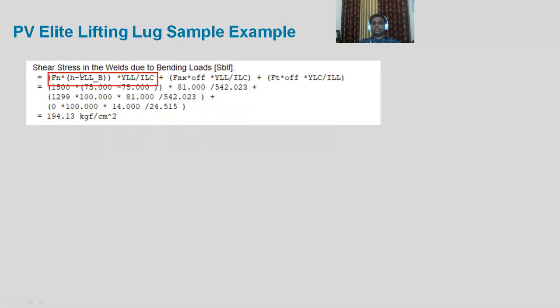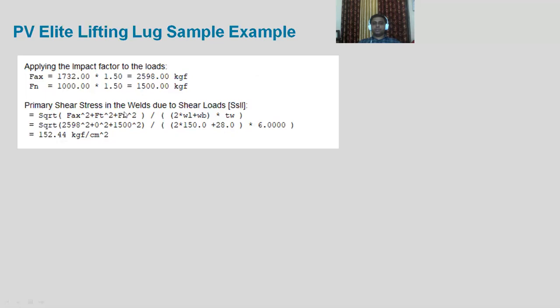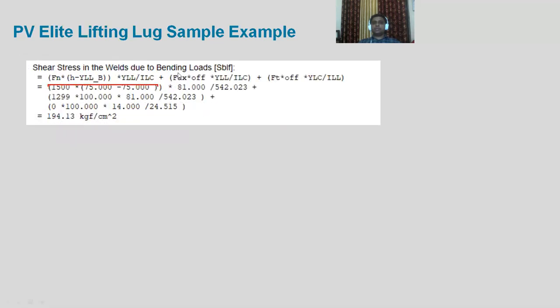Now we are going to calculate the shear stress in the welds due to bending load. The first shear stress was because of the shear load, and now it is because of the bending load. What are the forces which are going to create a bending moment in that lifting lug? One force was in the vertical direction, along the axis of the lifting lug. That was the force Fn. The normal force will create a tension, isn't it? Axial force can create bending, tangential force can create bending, but this normal force can never create bending, correct?